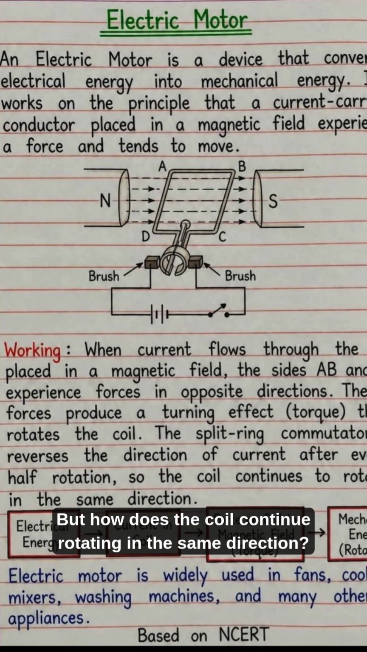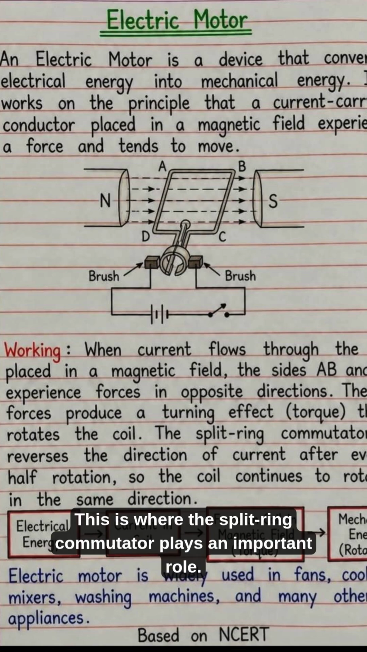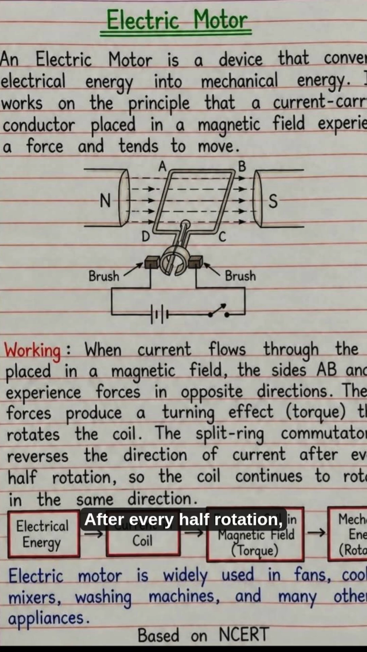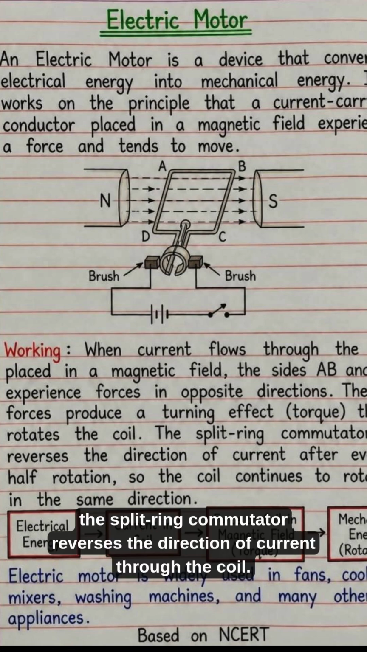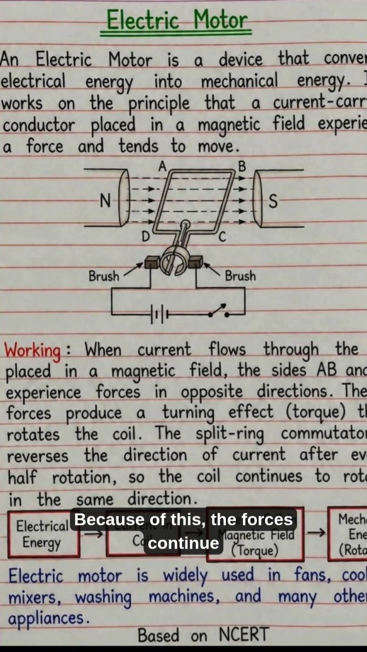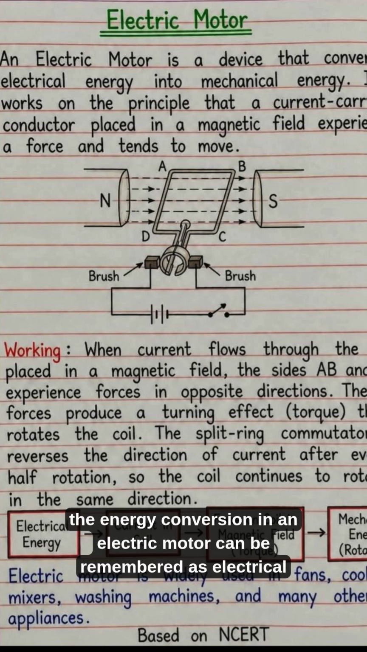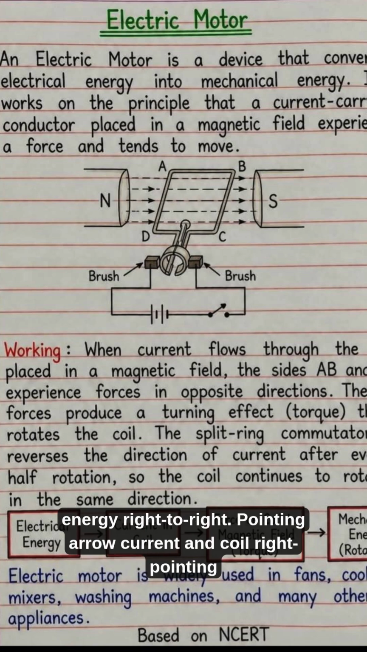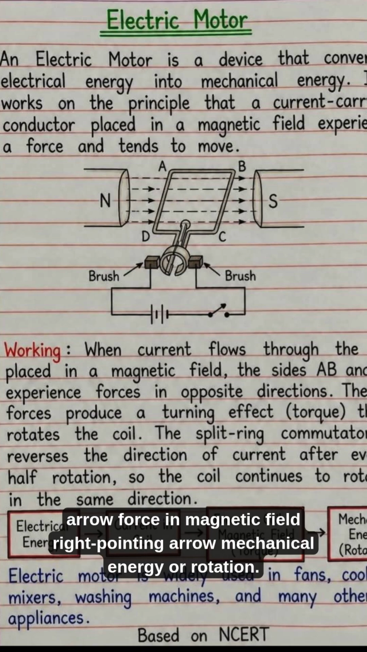But how does the coil continue rotating in the same direction? This is where the split ring commutator plays an important role. After every half rotation, the split ring commutator reverses the direction of current through the coil. Because of this, the forces continue to act in such a way that the coil keeps rotating in the same direction. So, the energy conversion in an electric motor can be remembered as: electrical energy → current in coil → force in magnetic field → mechanical energy or rotation.